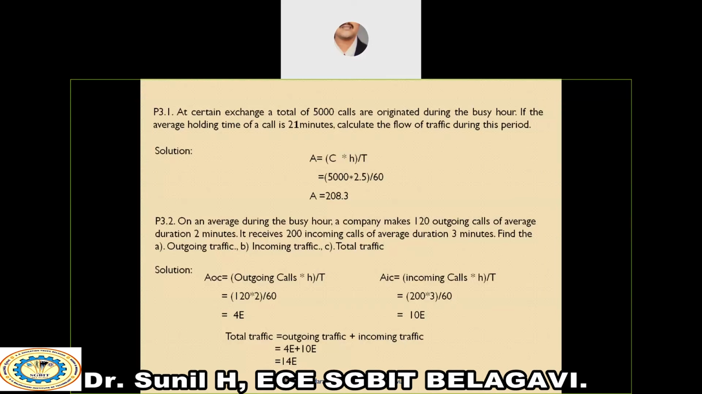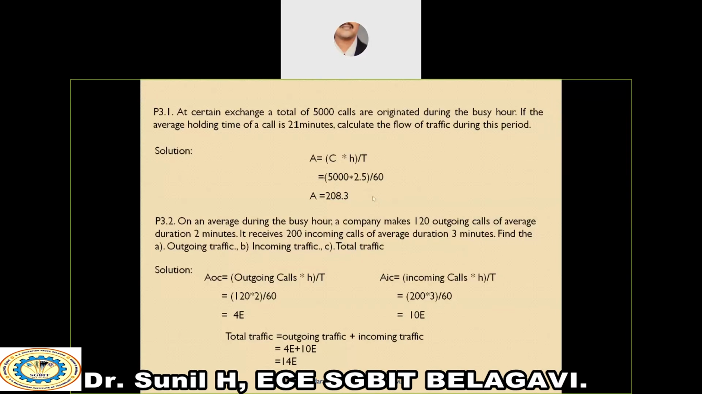Sometimes a call may connect only 30 minutes, some 20 minutes, but on an average, in one busy hour, 5,000 calls are originated, and each call has an average holding time of 21 minutes. Now calculate the flow of traffic during this period. We need to find out the traffic in terms of Erlangs.